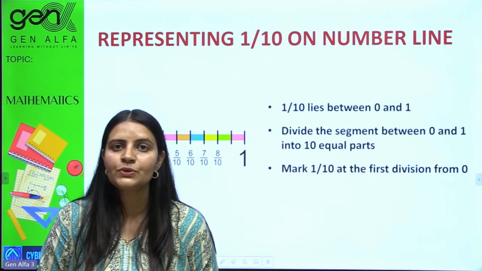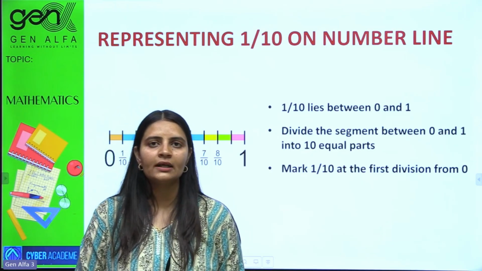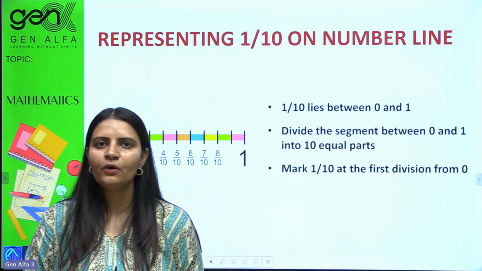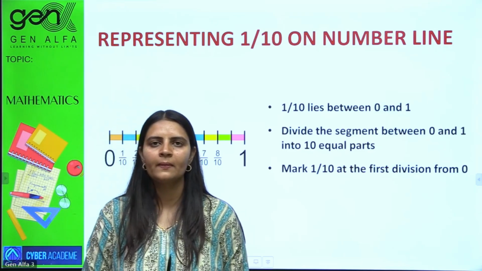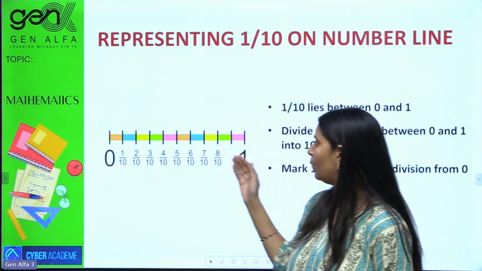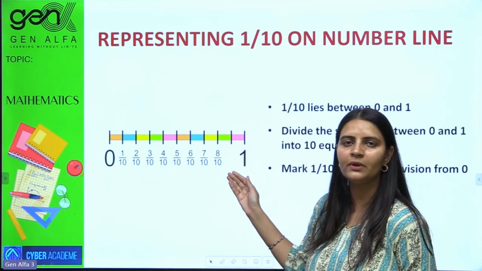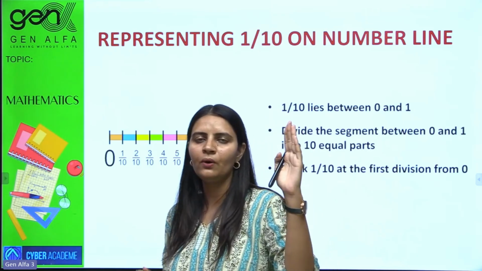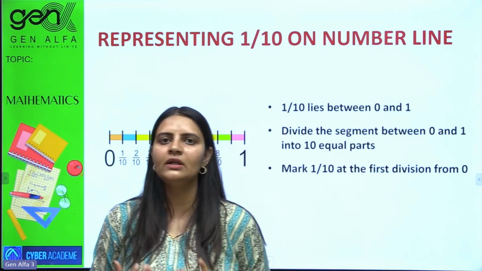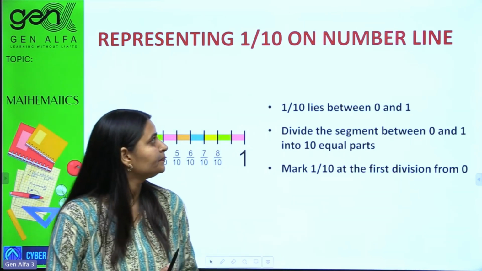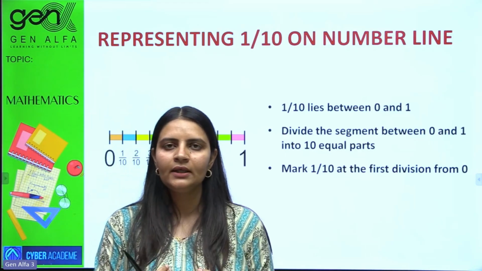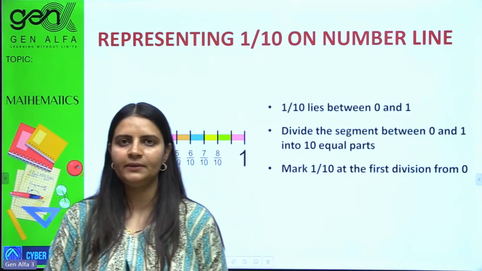We are diving into the representation of rational numbers, so we have to go practically. Just open your notebooks quickly and mark 0 on one side and 1 here. That's your number line. Only mark 0 and 1. Now I'll tell you what instructions you are going to follow here. The first question is, we are going to represent 1 by 10 on the number line.